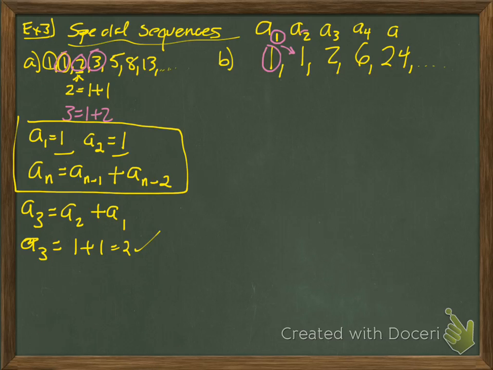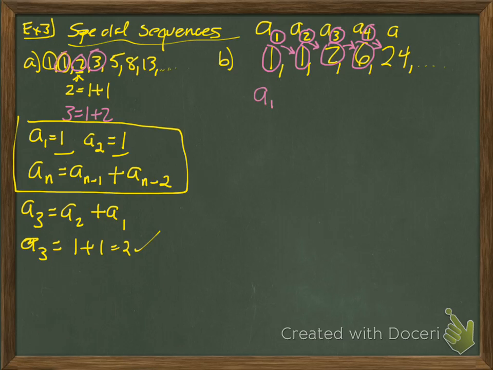So for instance, if I multiply 2 times 1, I get 2. If I multiply 3 by 2, I get 6. If I multiply 4 by 6, I get 24. So clearly that's the pattern. Now, okay, how do I describe that, right? Well, let's see if we can do it.